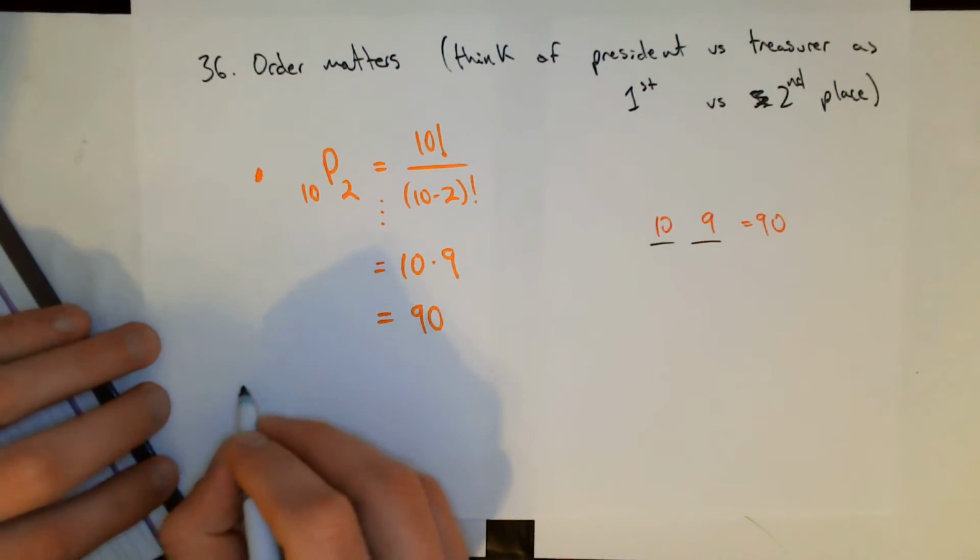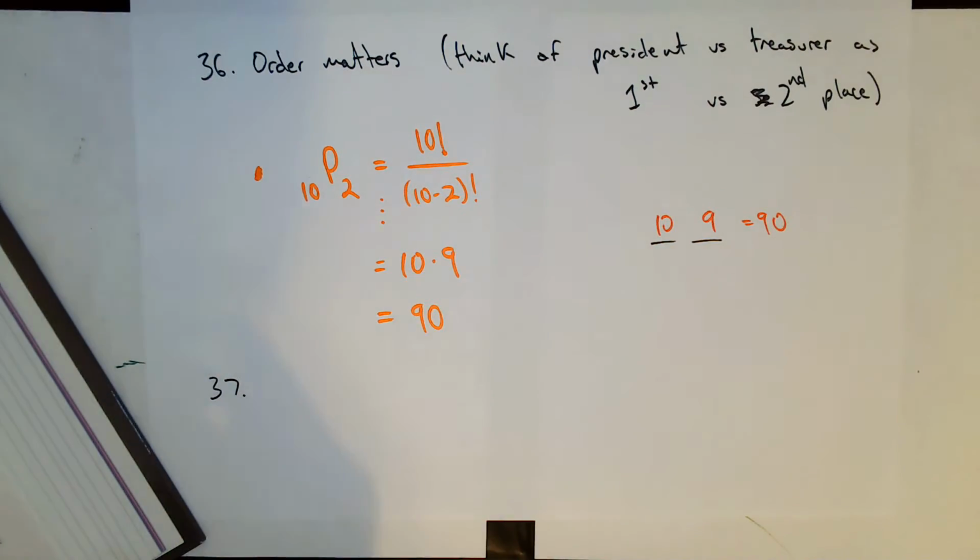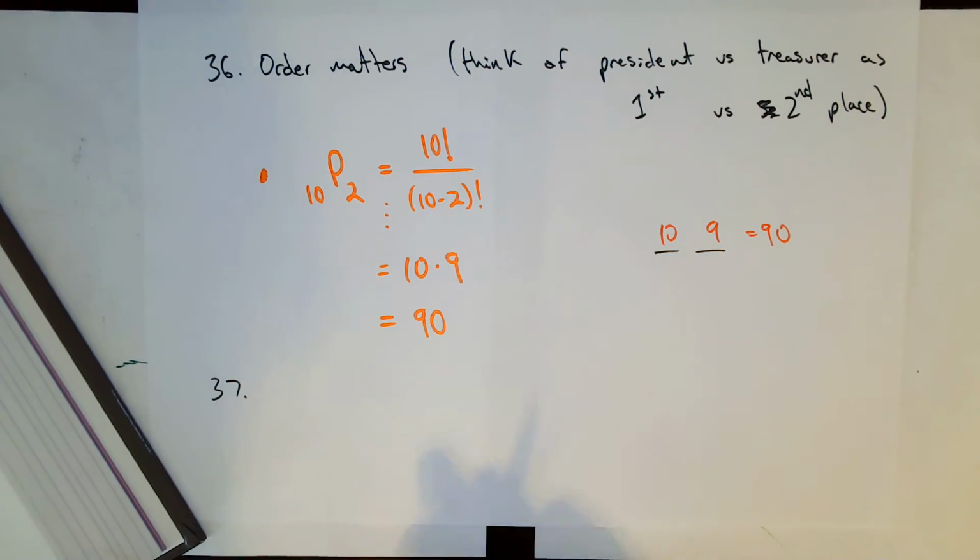37 says, in how many ways can a committee of 5 people be chosen from a pool of 120 employees?